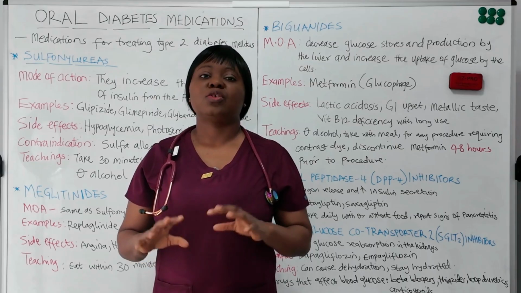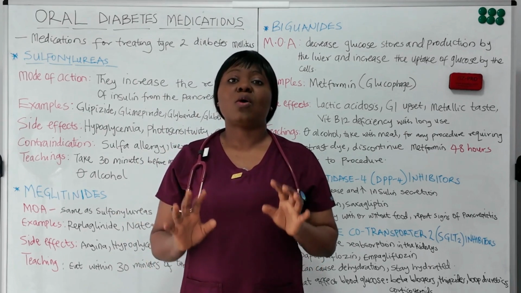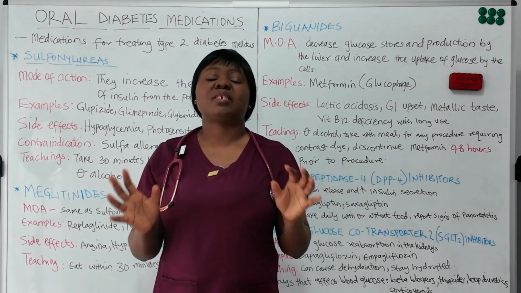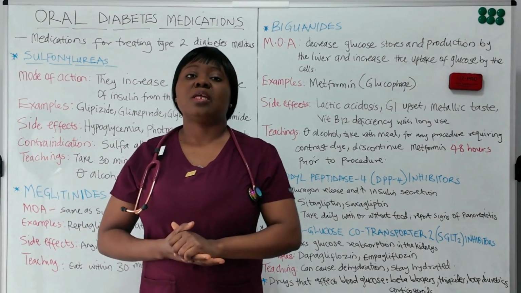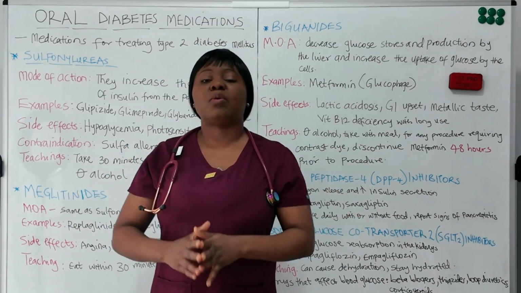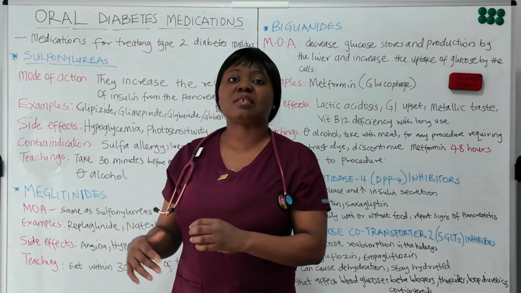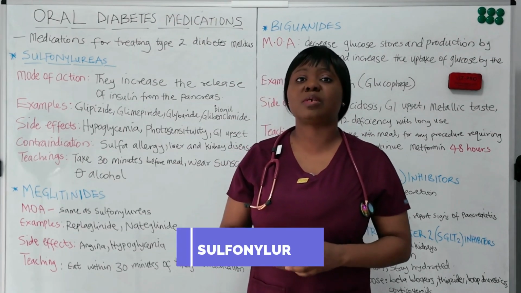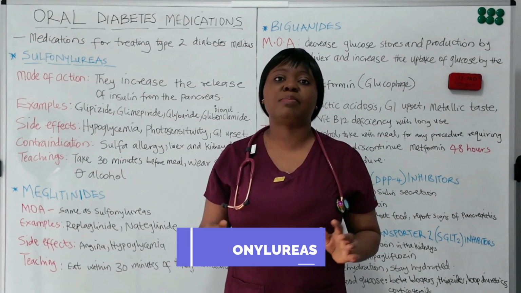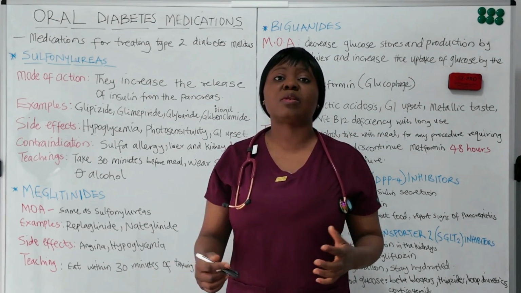Let's begin. Today, we're going to look at oral diabetes medications that are used for treating type 2 diabetes mellitus. We're not going to look at all the classes, but we'll focus on about 5 classes that are commonly tested in your exams. The first one is sulfonylureas. Their mode of action is simple. They increase the release of insulin from the pancreas.